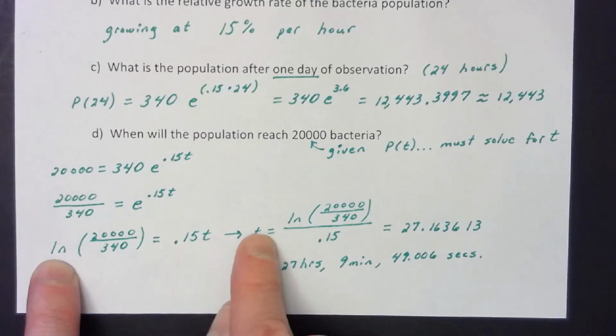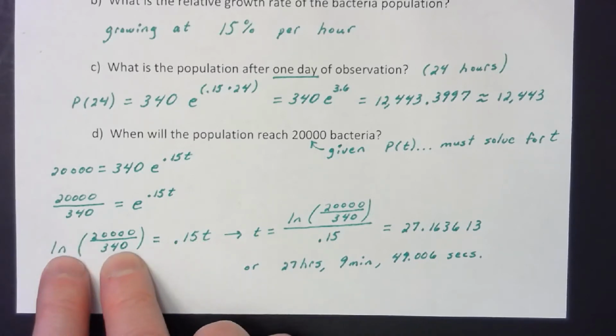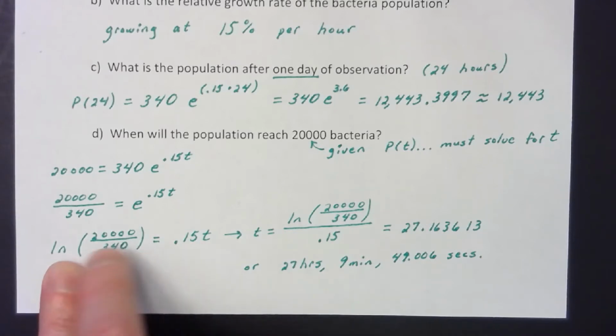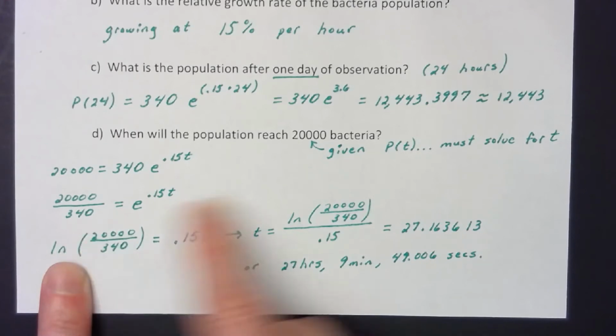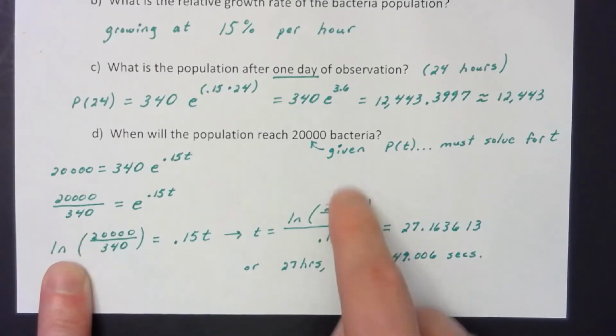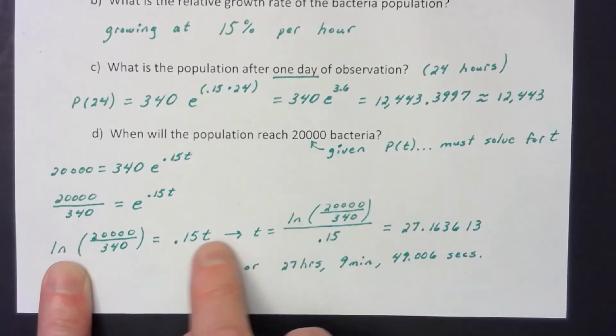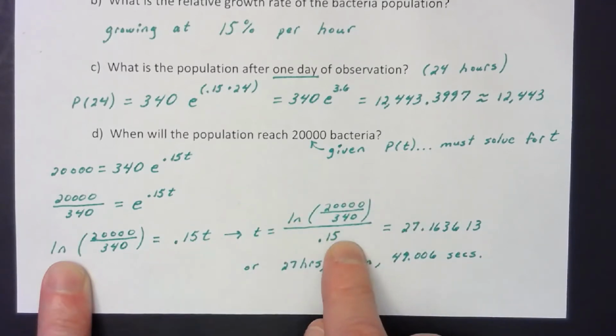I can just say, well, t is equal to whatever this natural log is worth here. And remember, I want to have an exact expression for an answer. So do not go into your calculator and get a decimal for this in this step. I would like to see an exact expression for t. So t is equal to this natural log divided by 0.15. Now that's the exact answer for t.